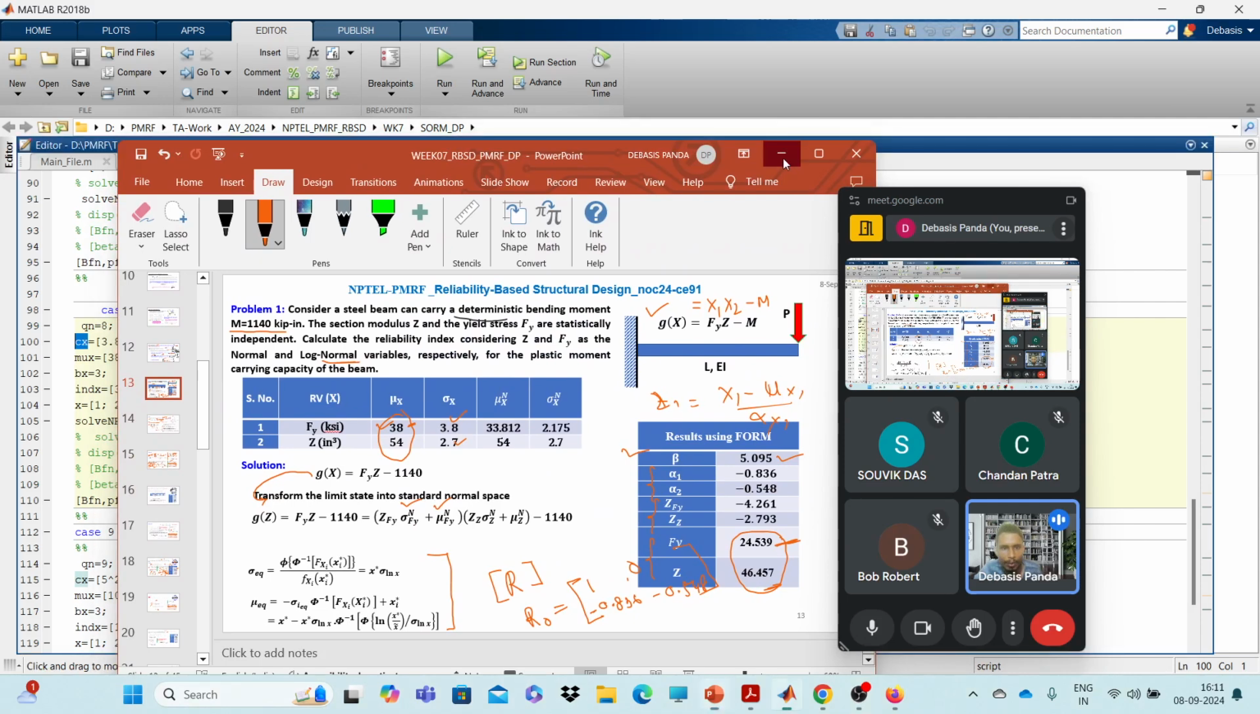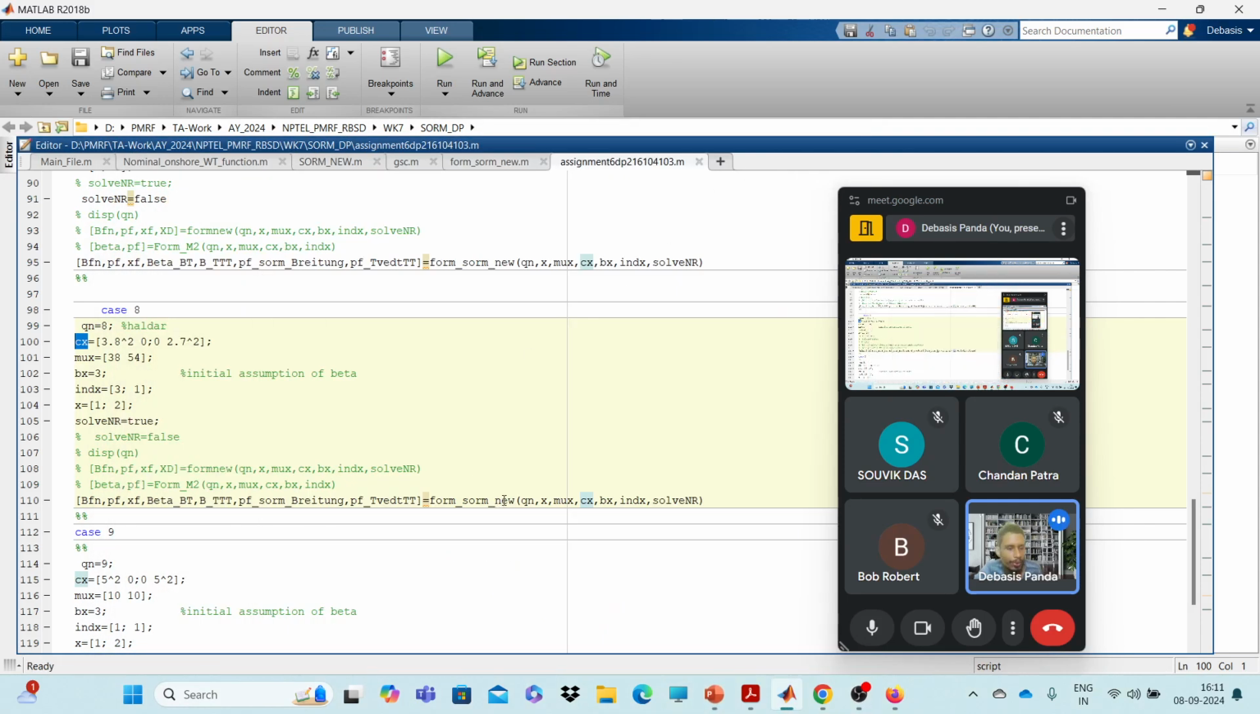After providing all this information, I am calling FORM SORM new. First, I am calling the function FORM SORM new. That means first I need to calculate the first order reliability problem. First I need to solve the first order reliability problem and get the beta value, alpha value, and z values. So first let's go to that FORM SORM new function file.